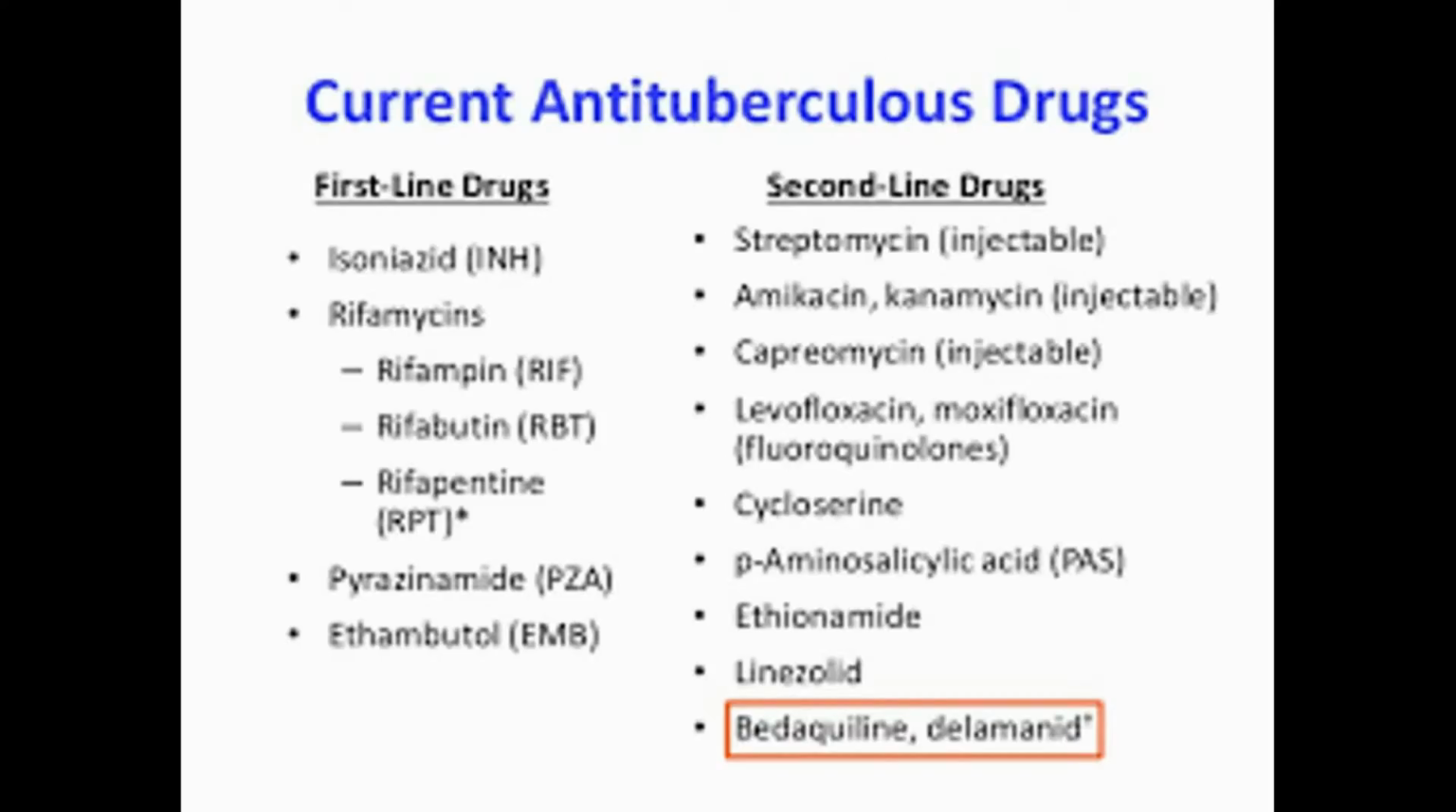Now, the second line drugs for tuberculosis. We know this group of drugs are generally less effective and more toxic when compared to the first line drugs. They are toxic and are used only if the organism is resistant to the first line drugs. For example, we have thiacetazone, ethionamide, para-aminosalicylic acid, amikacin, cycloserine, fluoroquinolones, and linezolid.